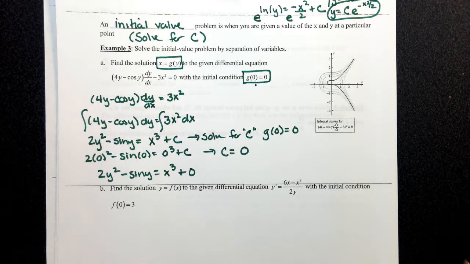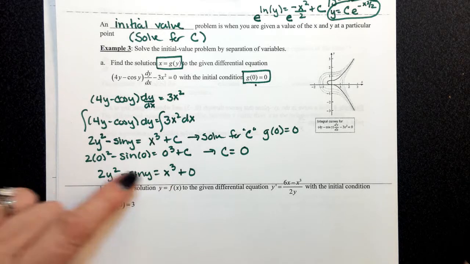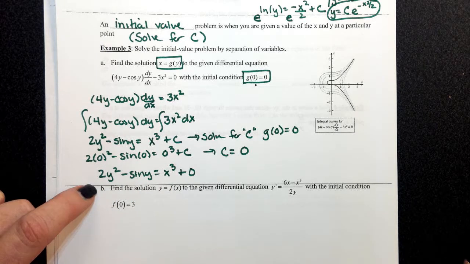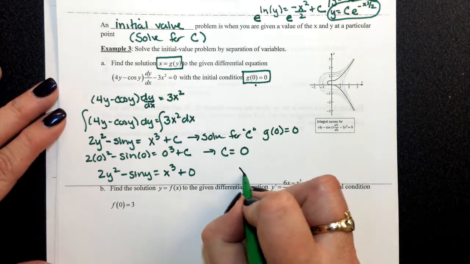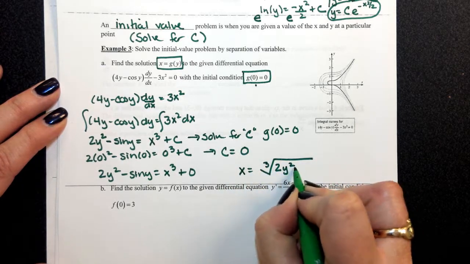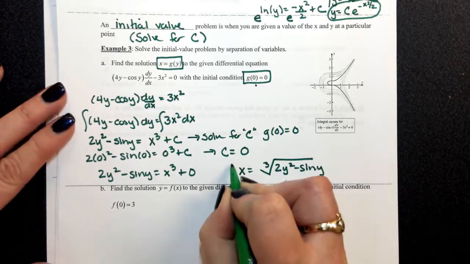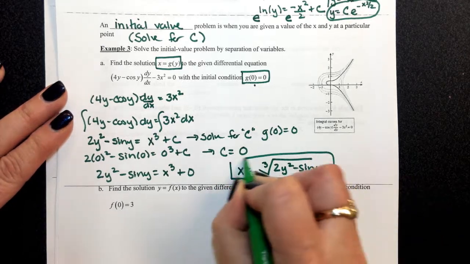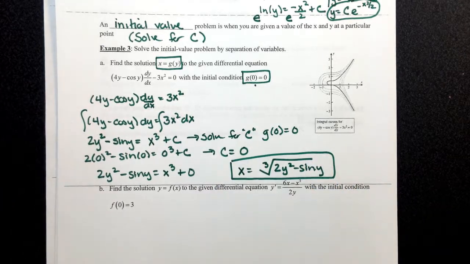Now, what are you solving for? Go back to the directions. Are they asking you to solve for x, or are they asking you to solve for y? X. So what are you going to have to do to both sides of this equation? You're going to have to take the what? Cube root. So x is going to be equal to the cube root of 2y squared minus sine y. So any questions on that one?